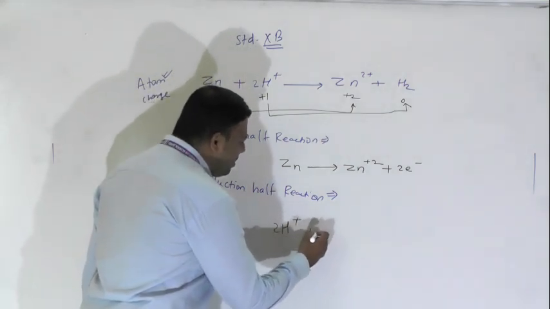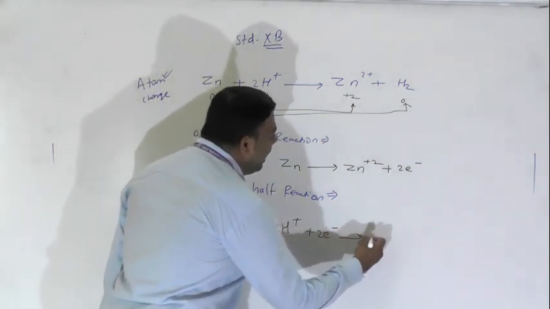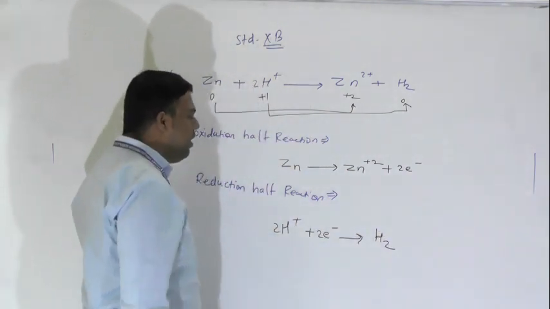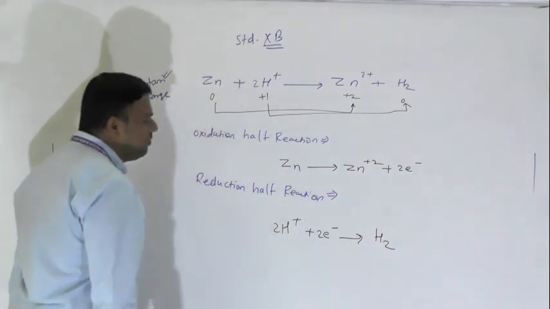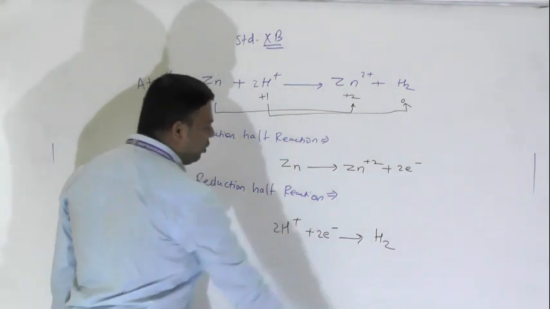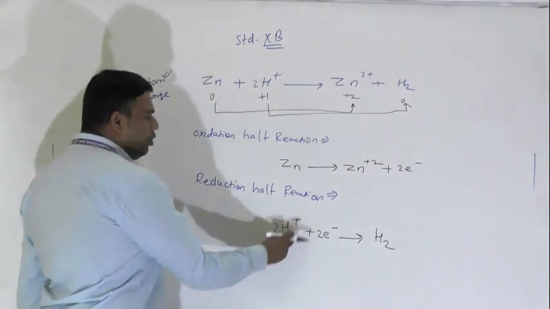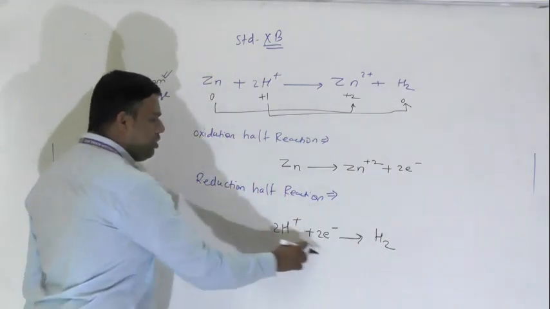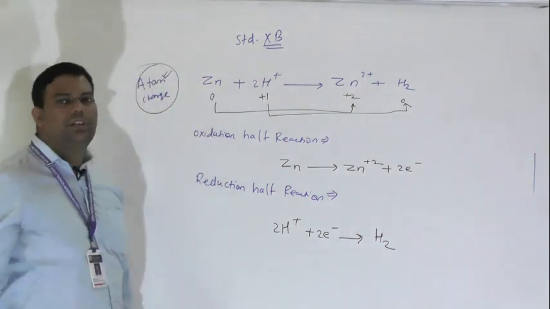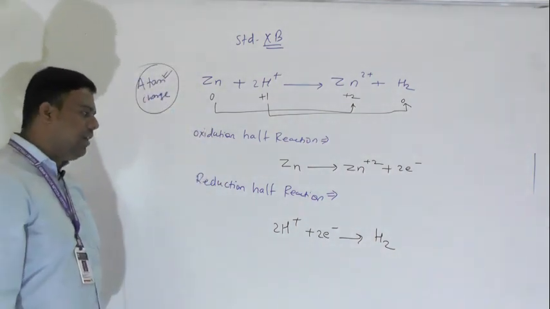2H+ + 2e-, that gives what? H2. So see here, we have to balance this reaction. So 2H+, here also 2 hydrogen, here also 2 hydrogen. So 2 positive charge, 2 negative charge, here 0 charge, here also 0 charge.